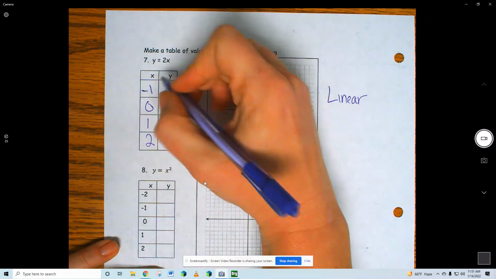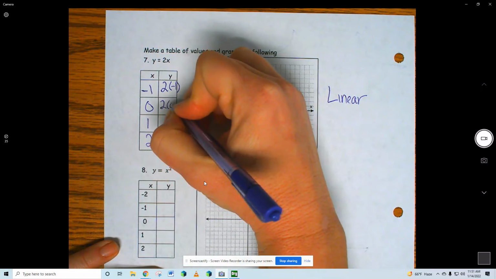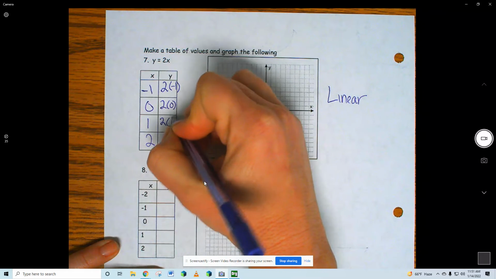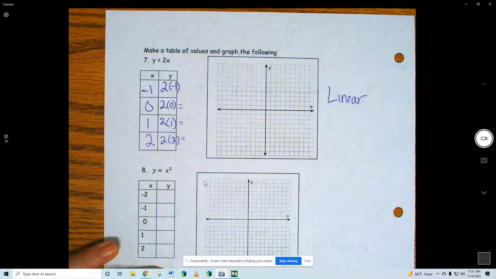Well, plug it in, plug it in. 2 times -1. 2 times 0. 2 times 1. 2 times 2. Okay?